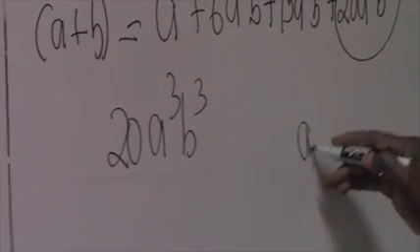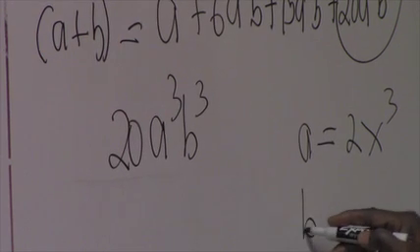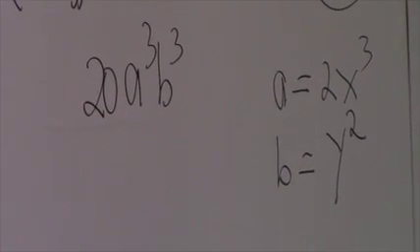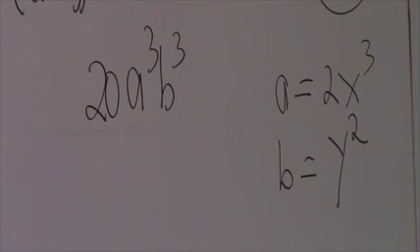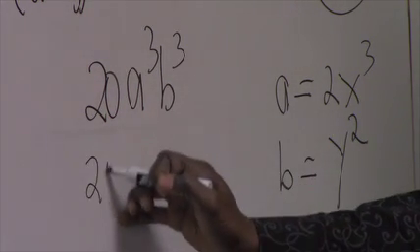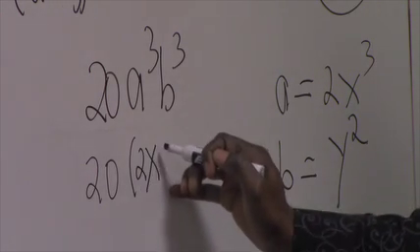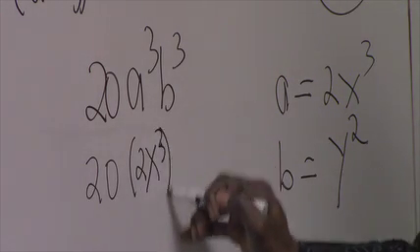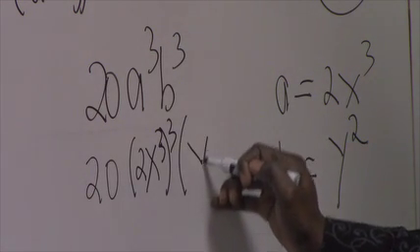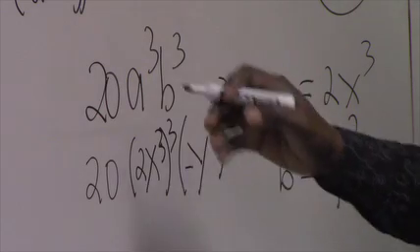Remember, our a is actually 2x cubed. Our b is actually y squared, and that's negative. So let's put it in and see what we have here. It's going to be what? 20, a is 2x cubed, and our b is negative y squared, cubed.